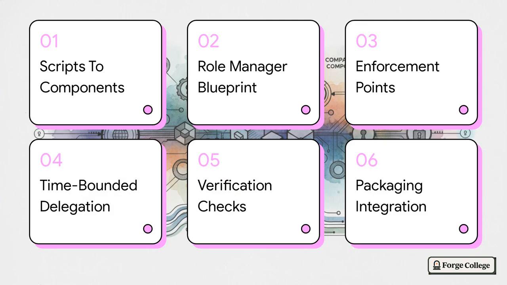Here is the master blueprint for our assembly line today. We'll be moving quickly through 6 key steps. First, from scripts to components. 2, the role manager blueprint. 3, granular enforcement points. 4, time-bounded delegation. 5, automated verification checks. And finally 6, packaging for integration.